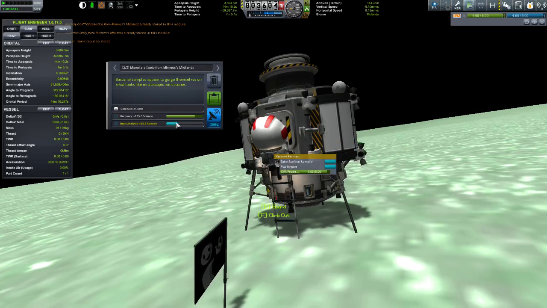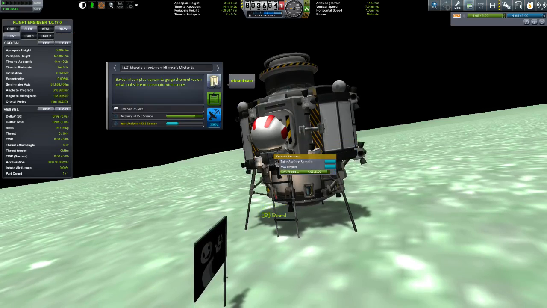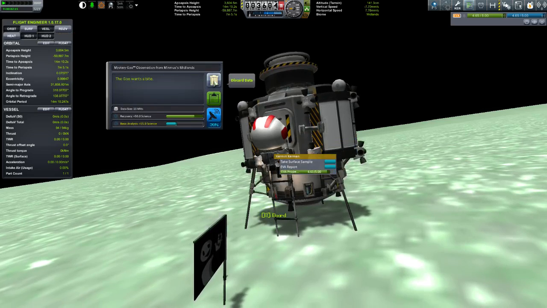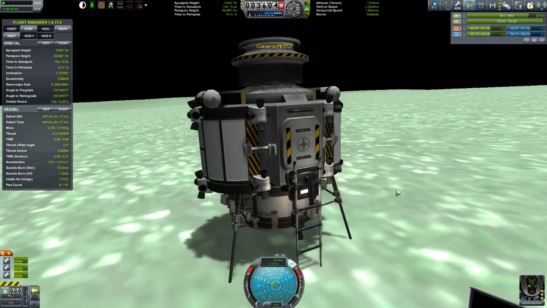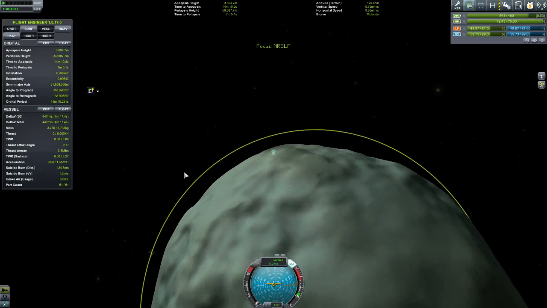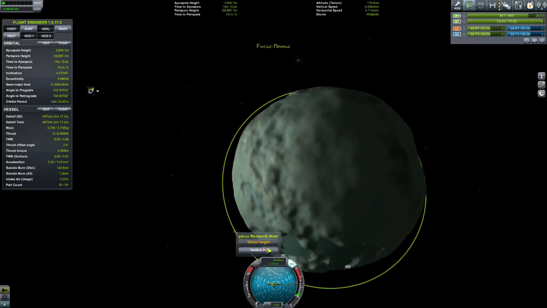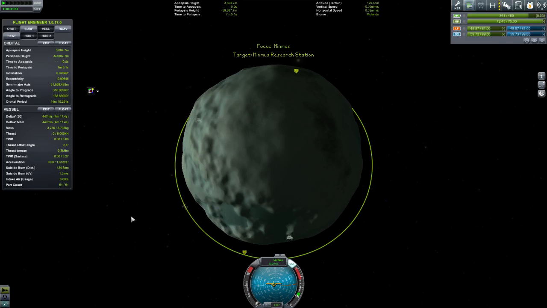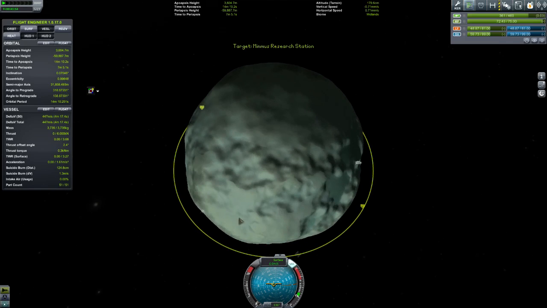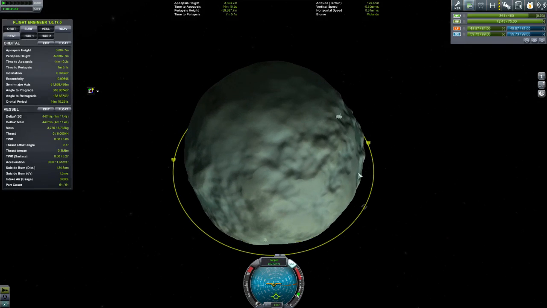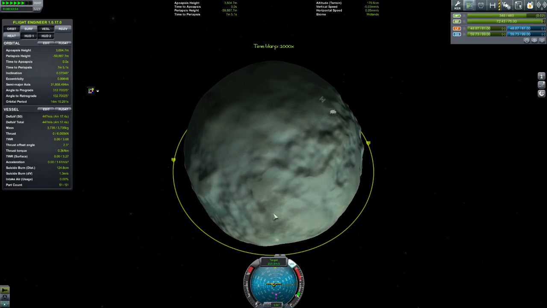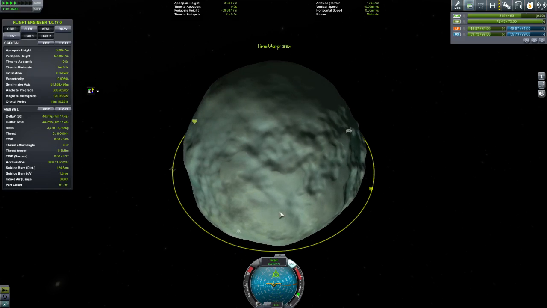What do we got? Okay, material study we can't do, and a Mystery Goo. Okay, they were both doubles, so that's okay. I'm okay with that. So we'll retract the ladder. We will set as our target. We'll switch our nav ball to target mode. Hey, it's got to come around again before we can do our direct descent to rendezvous.